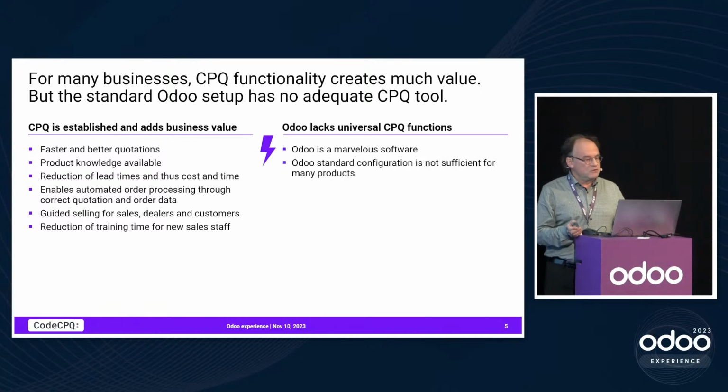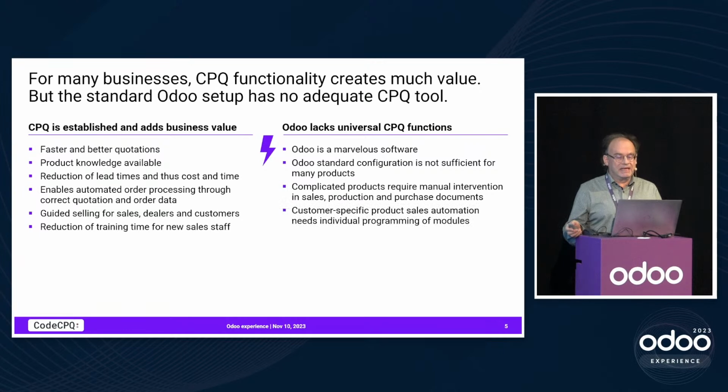About 3 years ago, I realized that Odoo has a superior concept in the market of ERP systems and offers a marvelous software. But Odoo standard does not support configuring complicated products. They always require manual intervention. Of course, there are custom-made modules that can manage special products. Until now, however, there has been no way to handle different and complicated products universally.